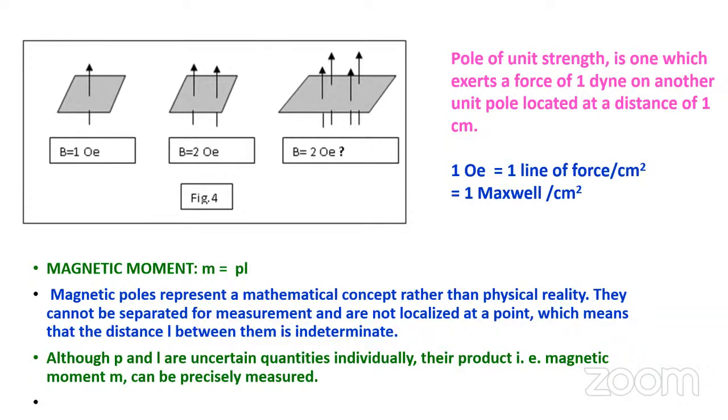1 Oersted is also called 1 Maxwell per centimeter square. So 1 line per centimeter square is 1 Oersted, or 1 Maxwell per centimeter square. So this is one of the important terms used as far as magnetism is concerned when you are dealing with magnetic materials.